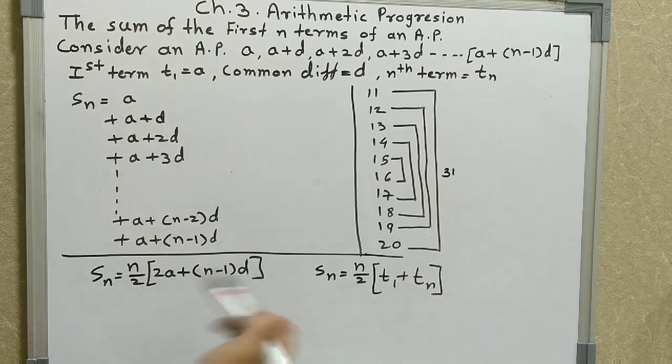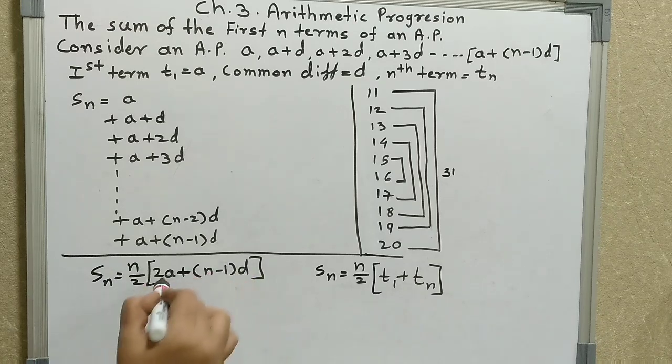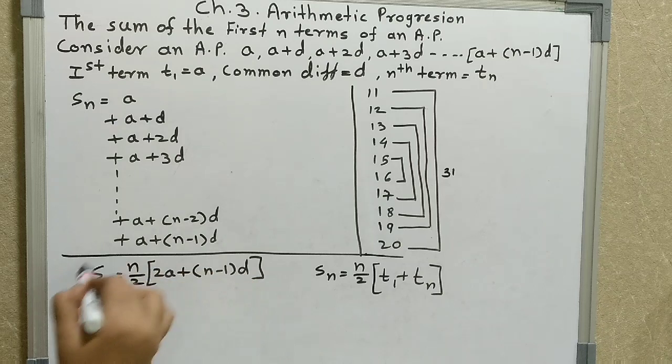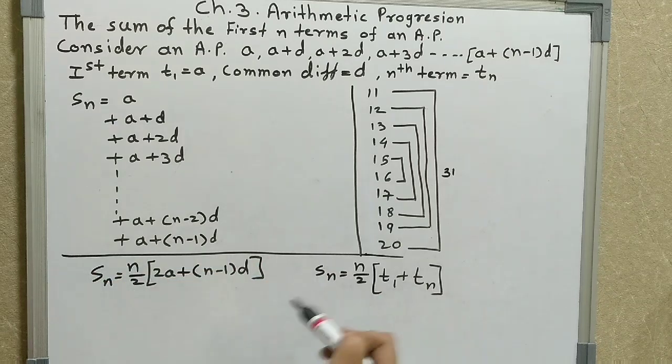So this is the other formula. When we know the common difference and the first term, then we use this formula. Otherwise we use this second formula, T1 plus Tn, for when we know the first term and the last term. So these are our two formulas.